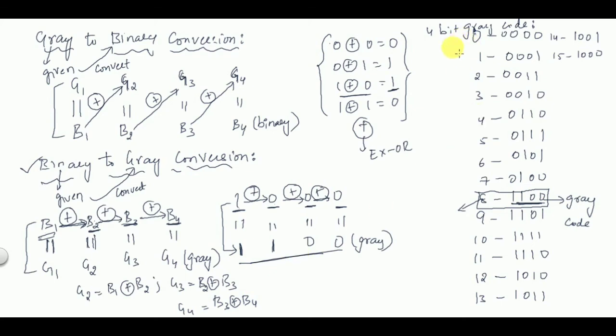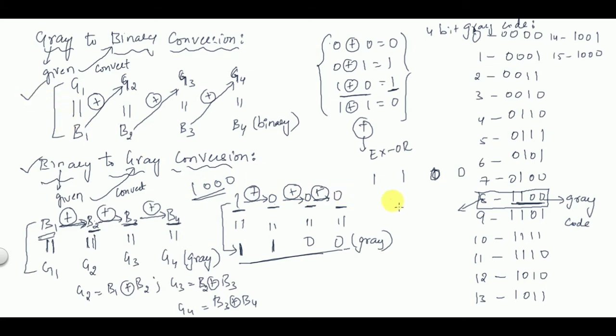Okay, so you can remember by using the reflected property as we have seen in the previous slide, or you can remember by using this conversion concept also. Now we'll perform gray to binary for the same example. The gray code is 1100. I'm taking this gray code and converting it to binary, and we'll see whether we get 1000 or not.